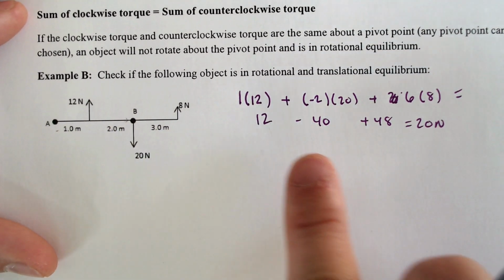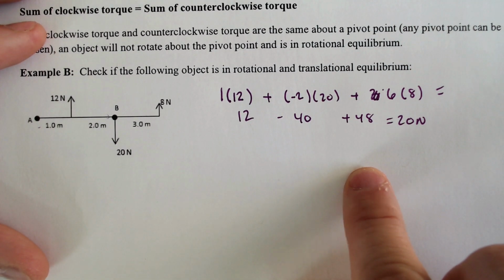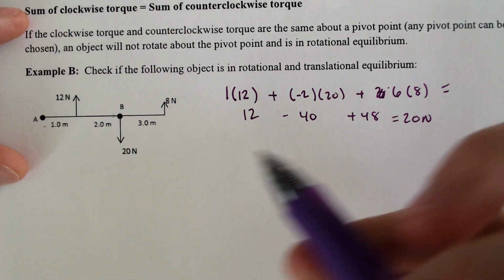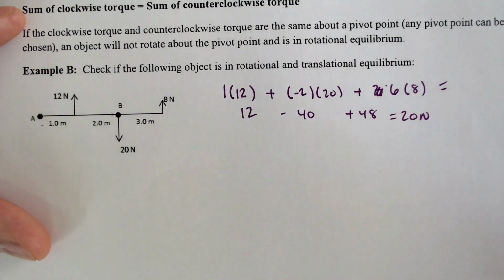Now, what if we change it to pivot point B? Because you may notice that 12 and 40 and 48 look like they could add to equal 0. If they add to equal 0, it's stable. If it's stable, it's not moving. All right, so if we changed it to pivot point B, what would happen then?